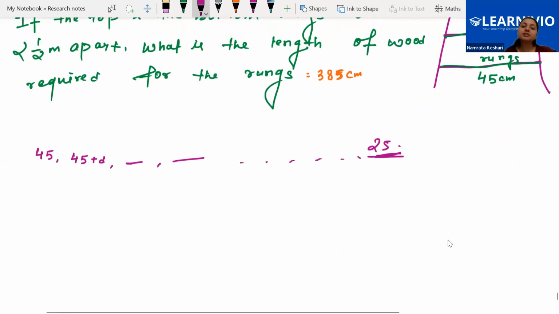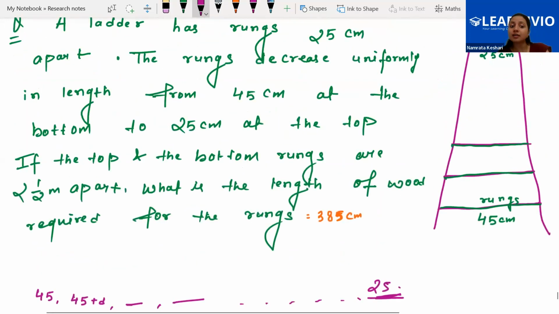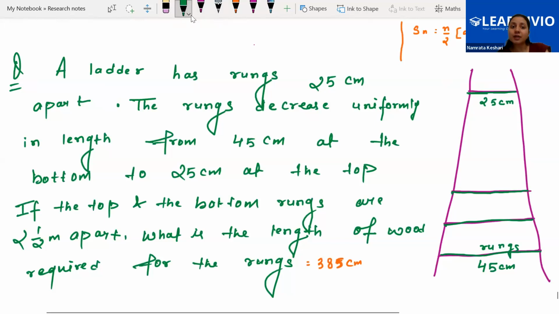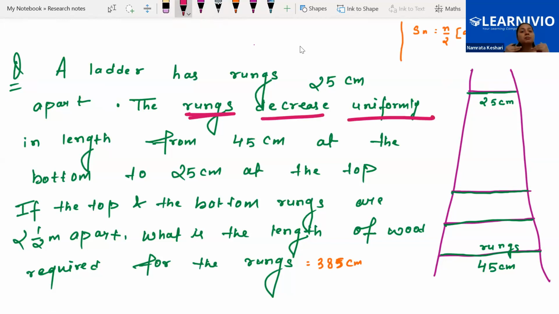That means we have to find the sum of n terms for this AP. Why are we saying that there will be a common difference? On the basis of which statement are we saying that? On the basis of this statement, clearly it is written here that the rungs decrease uniformly. Uniformly means maintaining the same common difference.